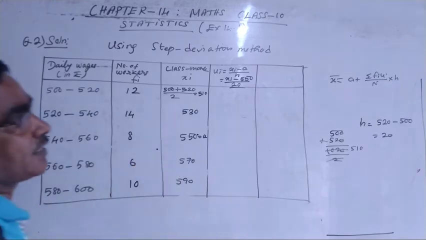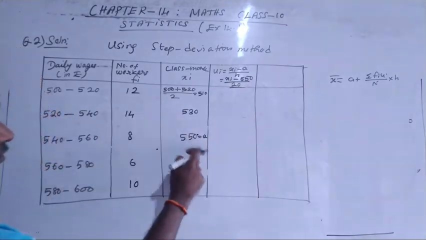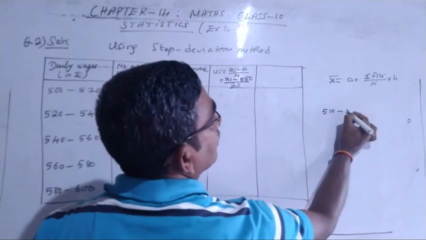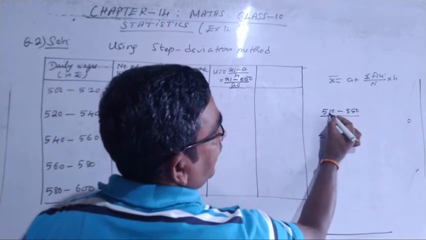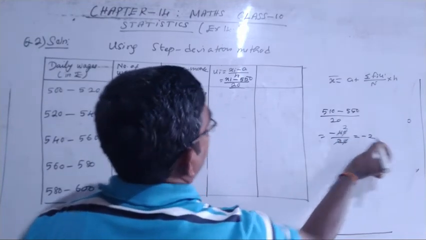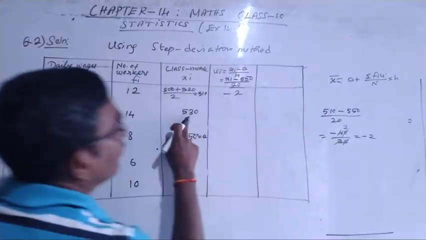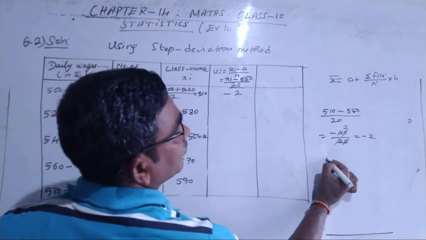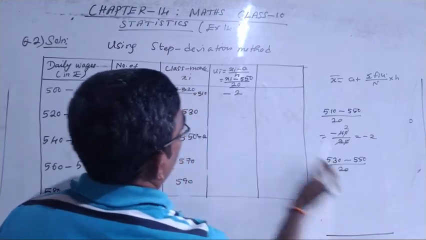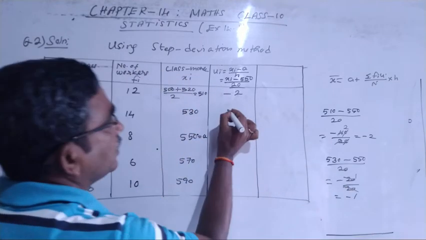Now we simplify this calculation. Ui means Xi minus 550 divided by 20, where 550 is the assumed mean. For Xi 510, 510 minus 550 is minus 40, divided by 20, is minus 2. Again in the same way, for Xi 530, 530 minus 550 divided by 20 is minus 20 by 20, which is minus 1.